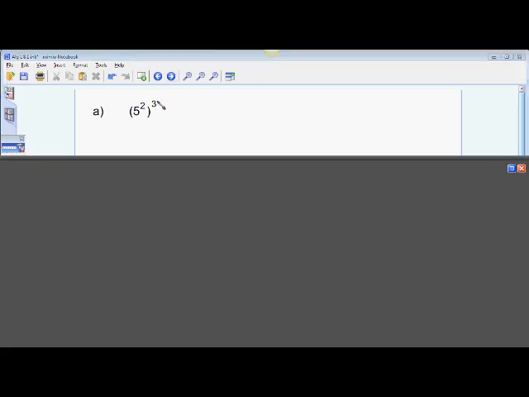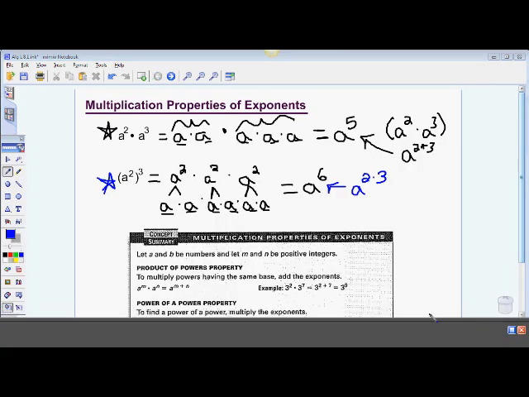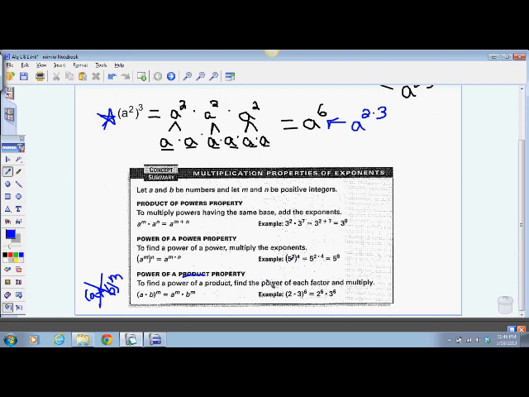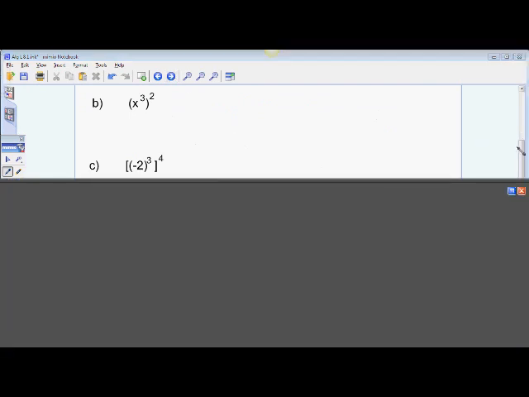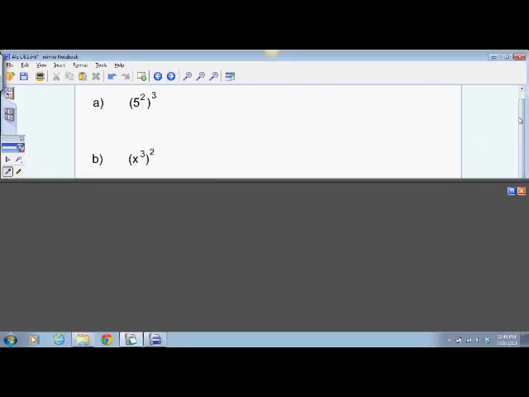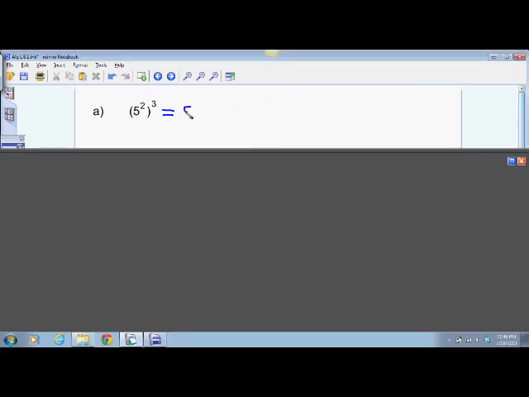This is a power to another power. And remember, our power of a power property down here says that if you have a power and raise it to another power, you multiply their exponents. So 5 squared to the 3rd power is the same thing as saying 5 to the 2 times 3, which is going to be 5 to the 6th. Again, you can just leave it as 5 to the 6th. In this case, your direction probably would say write it as a power.